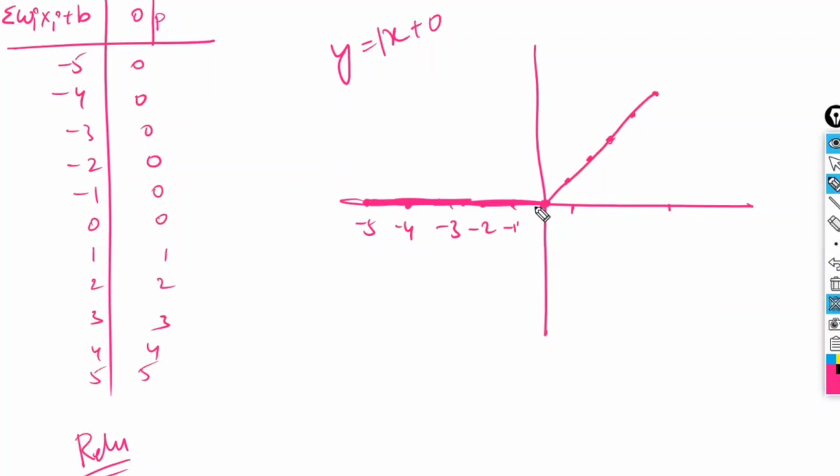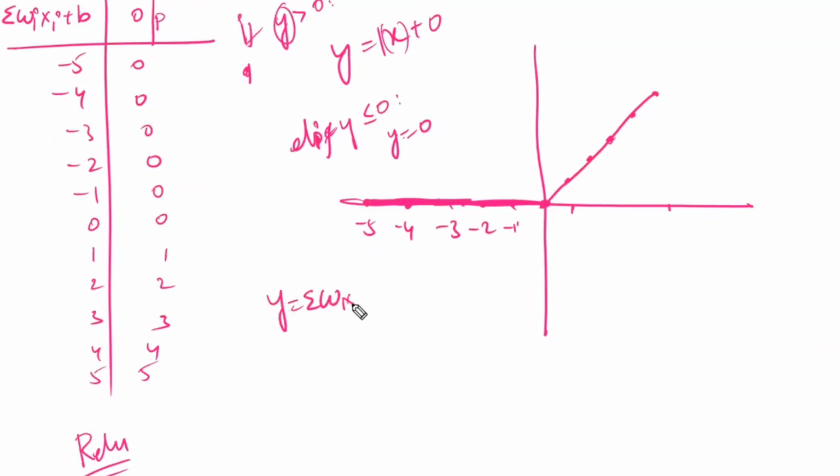This equation is nothing but: if your y value is greater than 0, then y is equal to 1 into x plus 0. That is the backend code. Else, if y is less than or equal to 0, convert the y value to 0. That is the backend code of ReLU. What is this y? Y is nothing but sigma wi xi plus b. You can write it as y, y hat, or z, whatever the notation.